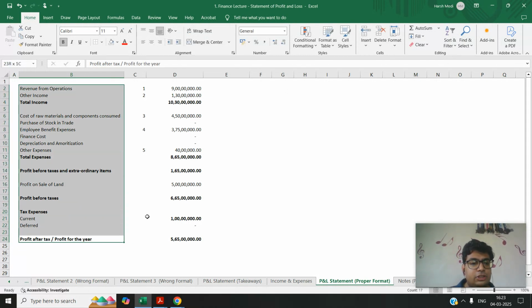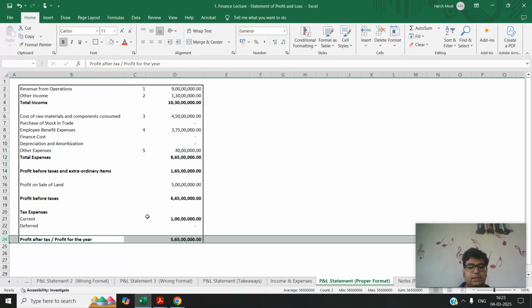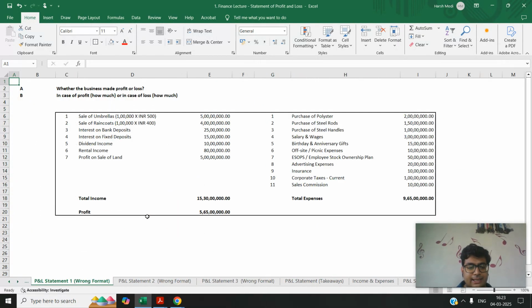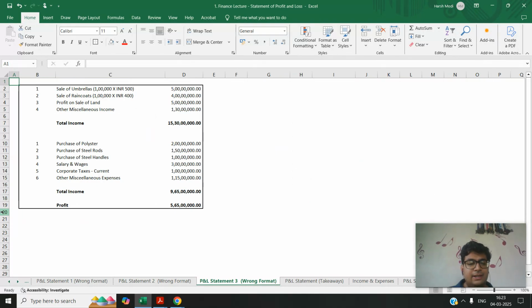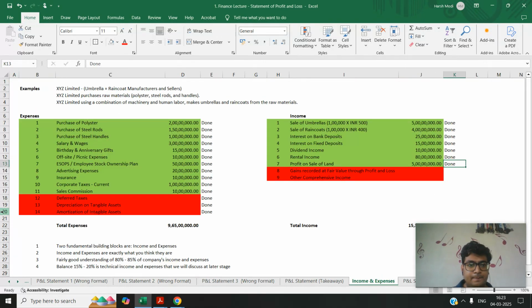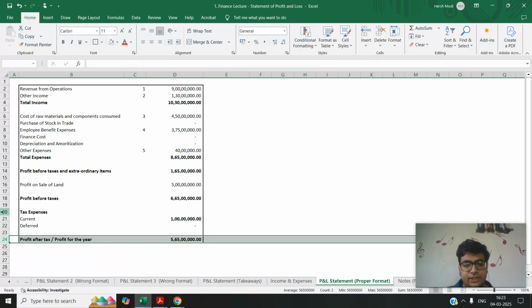So guys, this is your statement of profit and loss account in proper format. If you look, in the previous example where we had incorrect statement of profit and loss, we arrived at exactly the same amount, which is 5 crore 65 lakh worth of profit. It's just that the format was incorrect. This is the correct format of preparing statement of profit and loss, and here as well we arrive at the same amount, which is 5 crore 65 lakh.